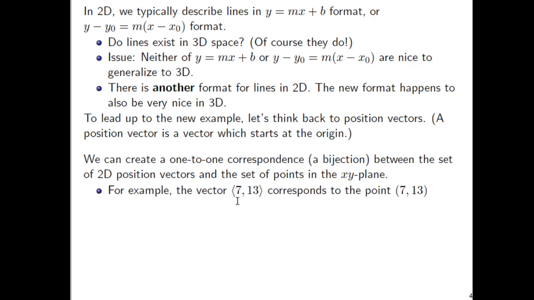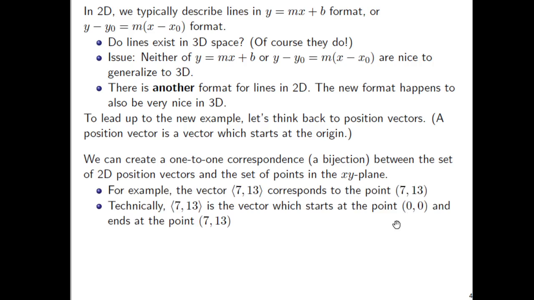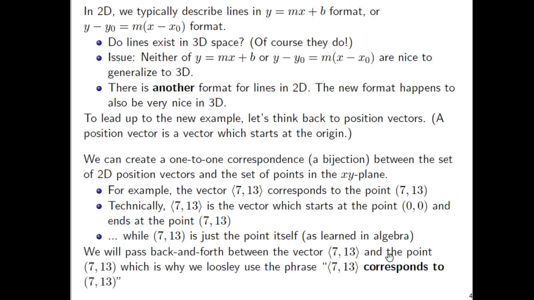For example, the vector <7, 13> corresponds to the point (7, 13). Technically, <7, 13> in angle brackets is the vector, which starts at the point (0, 0) and ends at the point (7, 13), while (7, 13) in parentheses is just the point itself, as learned in algebra. However, in what we're about to do, we're going to pass back and forth between the vector and the point, and we will be very loose about which thing is which. And so we'll just use loose phrasing like the vector <7, 13> corresponds to the point (7, 13).